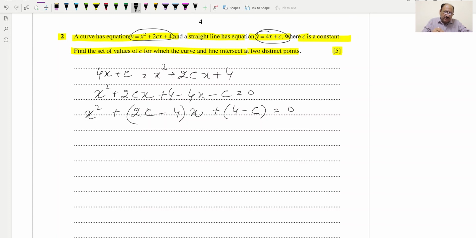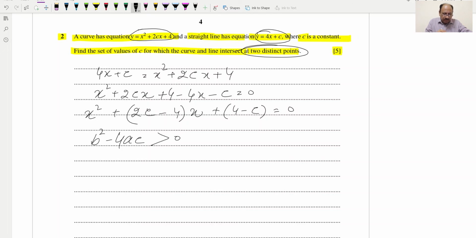As mentioned, two distinct points, so we will take the discriminant greater than 0: b squared minus 4ac is greater than 0. This is what we will be writing. And what is the b value?